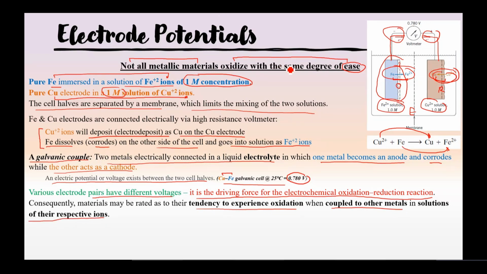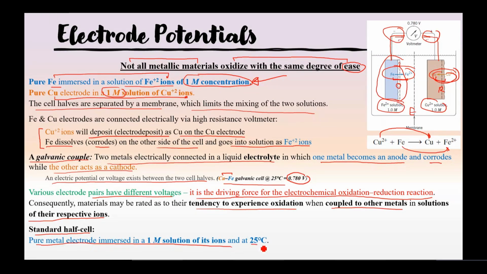So you have two conditions. Number one, the molarity is fixed, 1 molar concentration of its own ions, and the temperature is fixed. For this condition, you can develop the tendency table. That means you can find out the standard half cell potential: a pure metal electrode immersed in its own ions of 1 molarity at 25 degrees centigrade would help you find out the electrode potential.